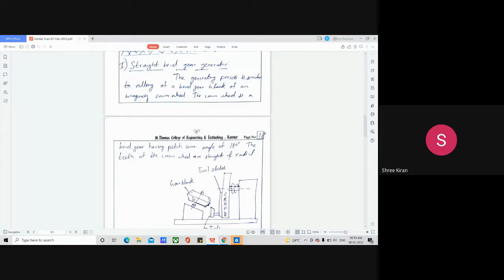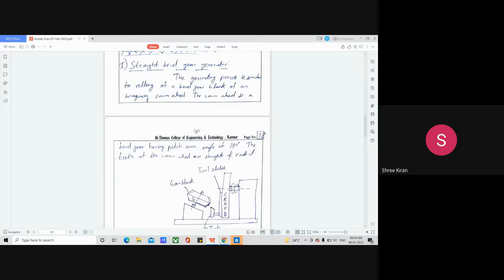In practice, instead of a full crown wheel, only two teeth are used for generating a bevel gear from a blank. Two cutting tools in the form of two teeth of a crown wheel are used. The tools have the profile of the teeth being cut.